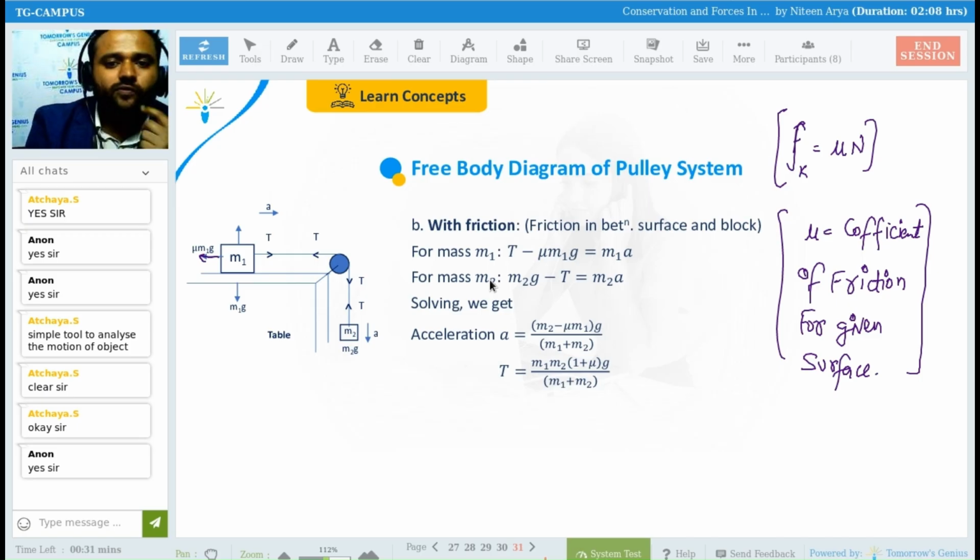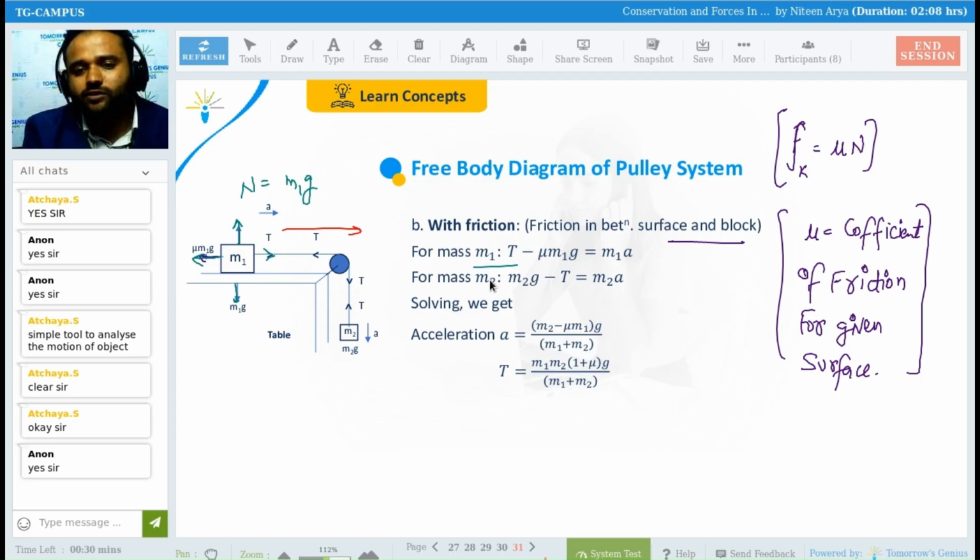If we have a frictional force, friction between the surface and the block, so for mass m1, tension minus mu N. N is m1g, because in the upward direction we have the normal force, and the normal force is m1g. So tension minus mu m1g is going to be m1a. Is this clear? Tension is going in this direction, frictional force is applying in the opposite direction, and obviously it is sliding towards this side because the acceleration is this way, so the net force is this way. This is equation number 1.